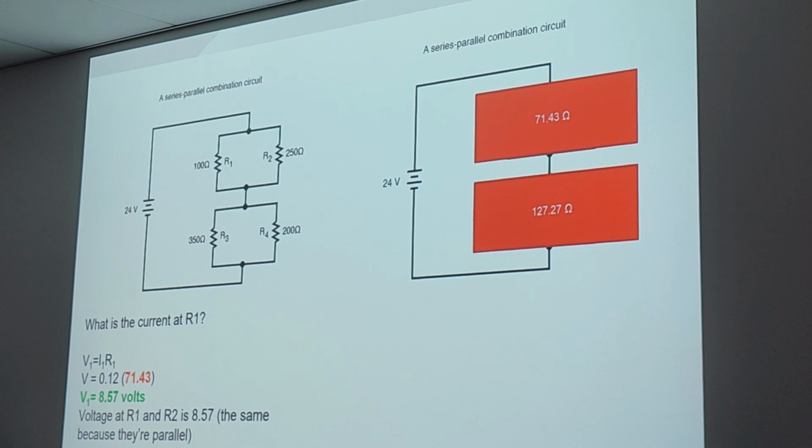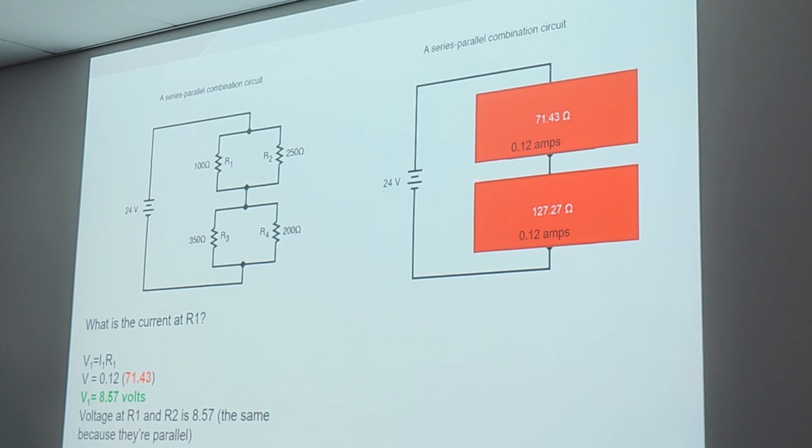In order to find the current in this section, you have to first find the individual voltage there. And how do we find the voltage here? Take the 0.12 amps that you have and multiply it by the resistance in that parallel section, and that would give you the voltage. So the voltage at R1 is 8.57. What about the voltage at R2? It's the same, because it's a parallel circuit.